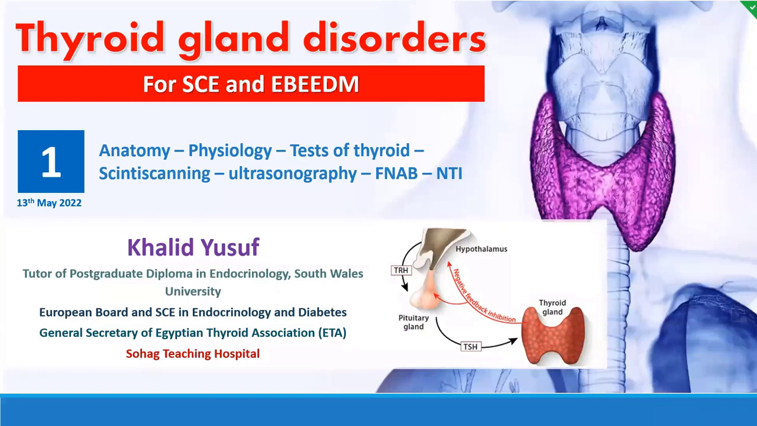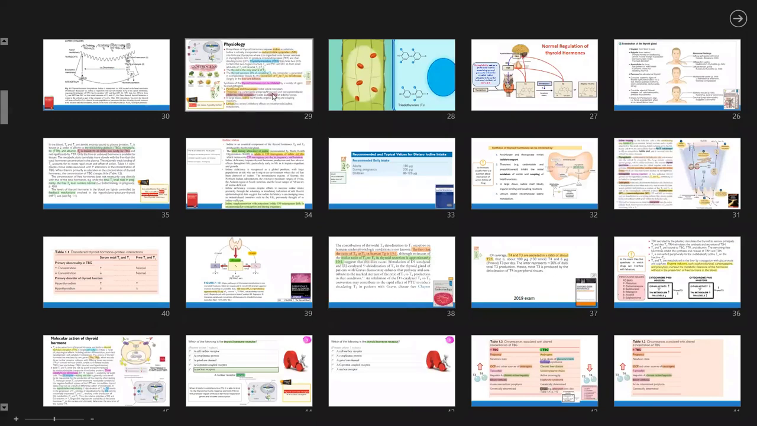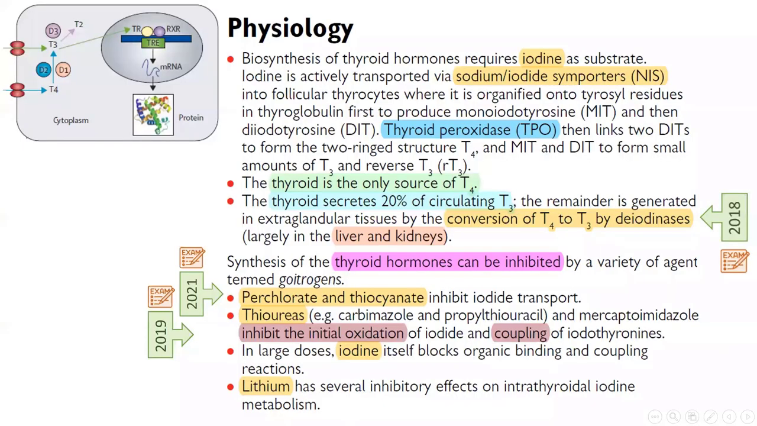I will continue inshallah the first sessions, and before we start I will check for a question about the ratio of T4 to T3. Actually, in the fourth edition of the Oxford Handbook, they mention that the thyroid secretes 20% of circulating T3. This does not mean that T4 represents 80% of the secretion of the thyroid gland. It represents that 20% of the total daily requirement of T3 is secreted from the thyroid gland, and 80% of the T3 is converted from T4 to T3 in the peripheral tissue by the deiodinase enzyme type 1 and type 2.